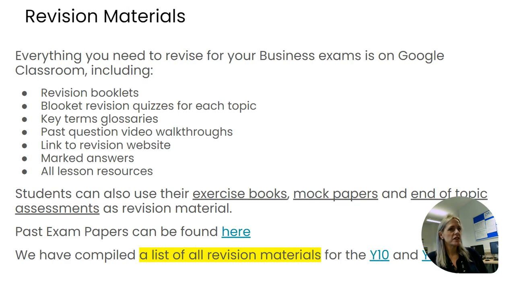So revision materials that you have access to, everything you need is on Google Classroom. In fact, there's an absolute abundance of materials for you to use. So you have access to revision books. You either have your own paper copy or the pages are scanned onto Google Classroom as well. So everybody has access to them. For each unit of the course, we've written you a Blooket revision quiz so you can practice quick response of your knowledge of key terms on each of the different units of the course.